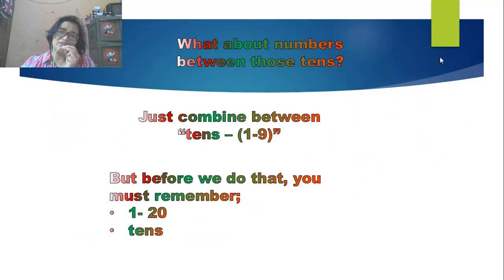Okay. What about numbers between those tens? Bagaimana ya? This may be your question. Ini mungkin pertanyaan kalian. Bagaimana kalau angka di antara puluhan itu? For example, 27, 93. That is what you usually ask. Itu yang biasanya kalian tanyakan. My answer is just combine between tens and 1 until 9. Jadi, jawaban saya, kombinasikan saja antara istilah tens yang tadi kalian pelajari, karena ada 20, 30, 40, 50, 70, 90. Kemudian, gabungkan dengan kosakata 1 sampai 9.